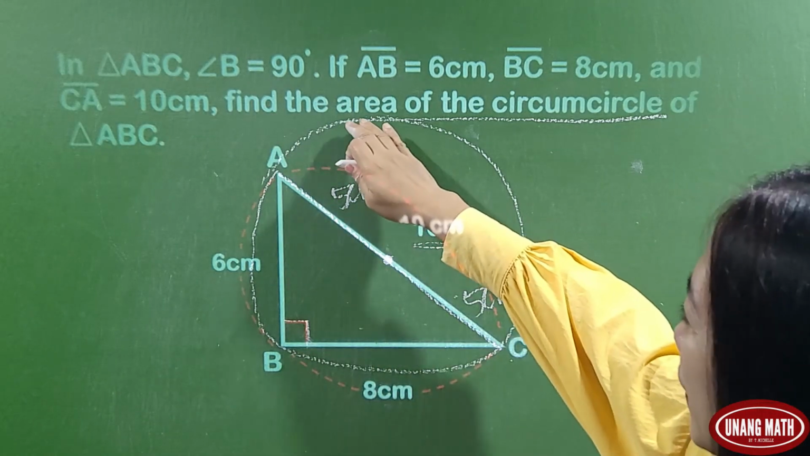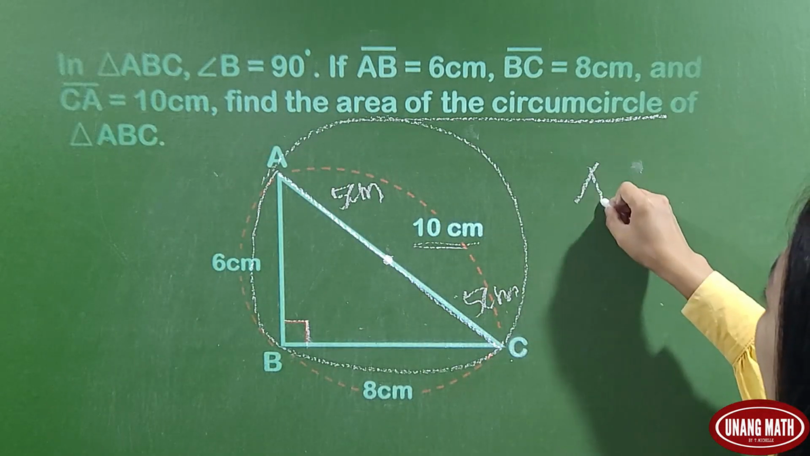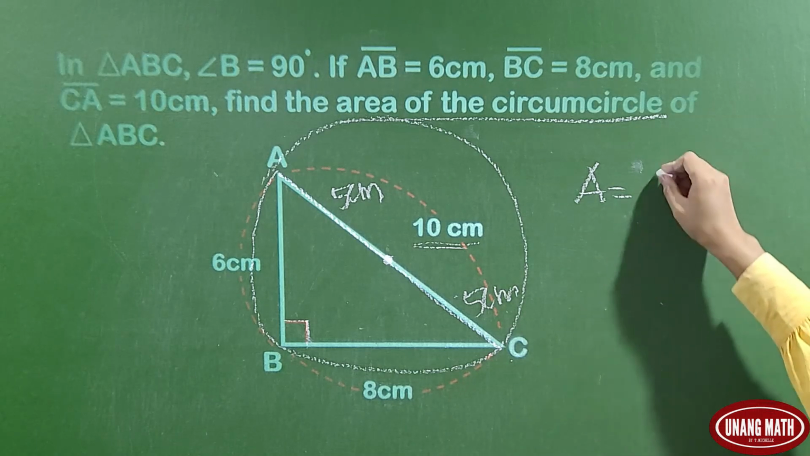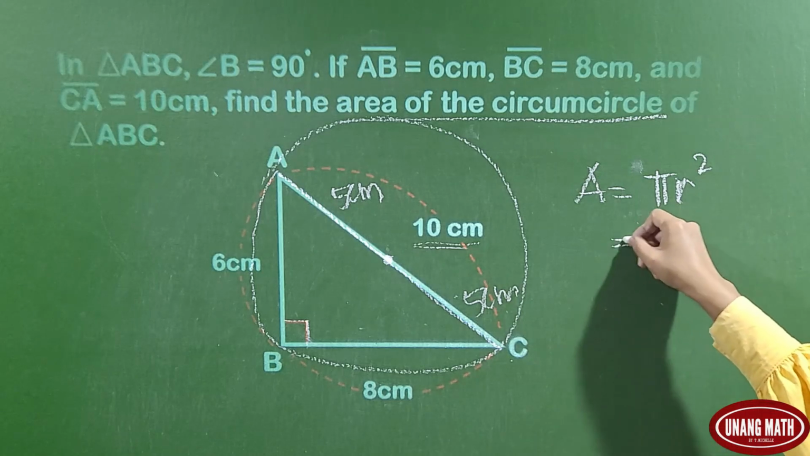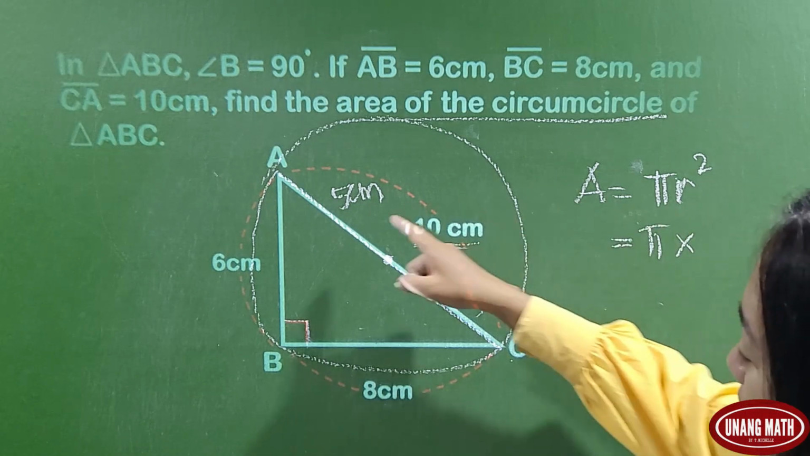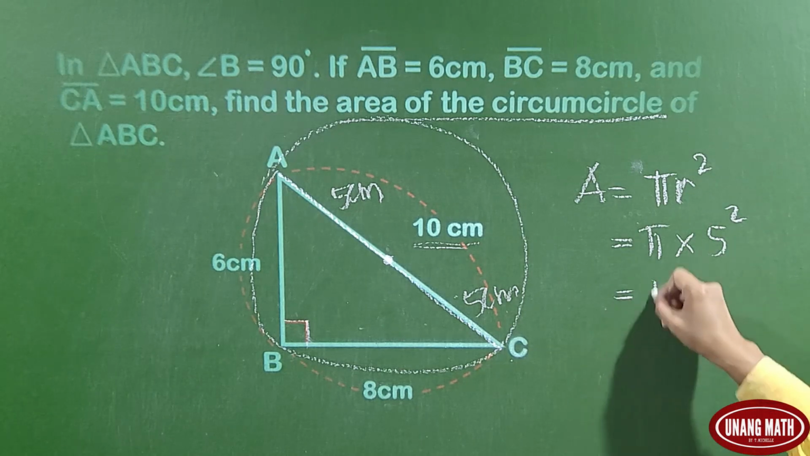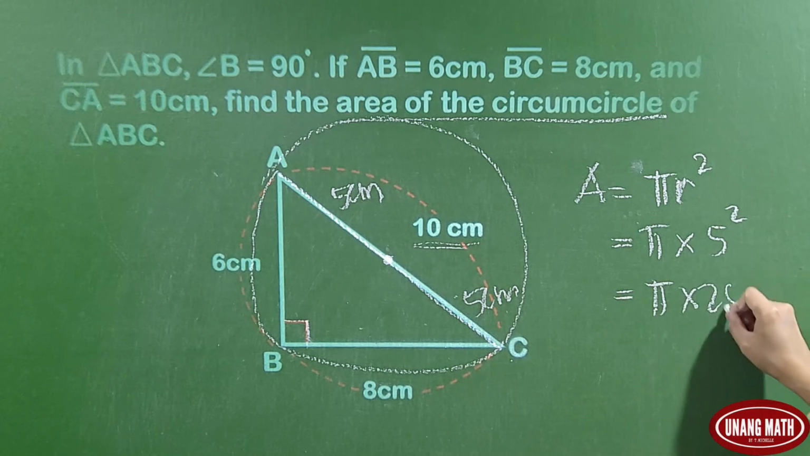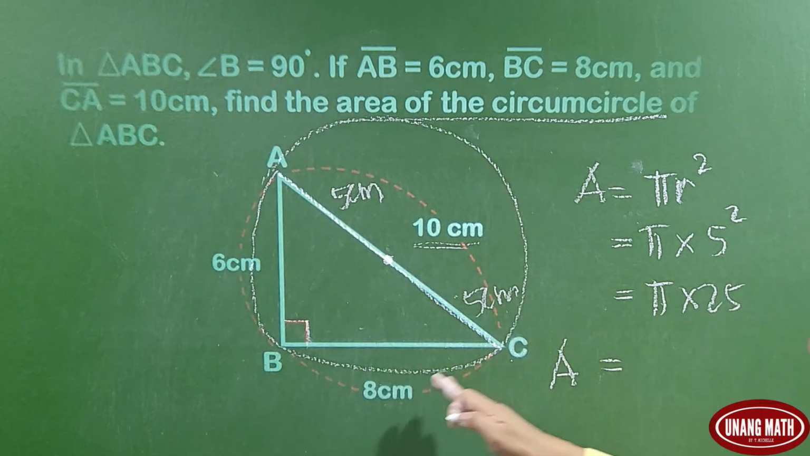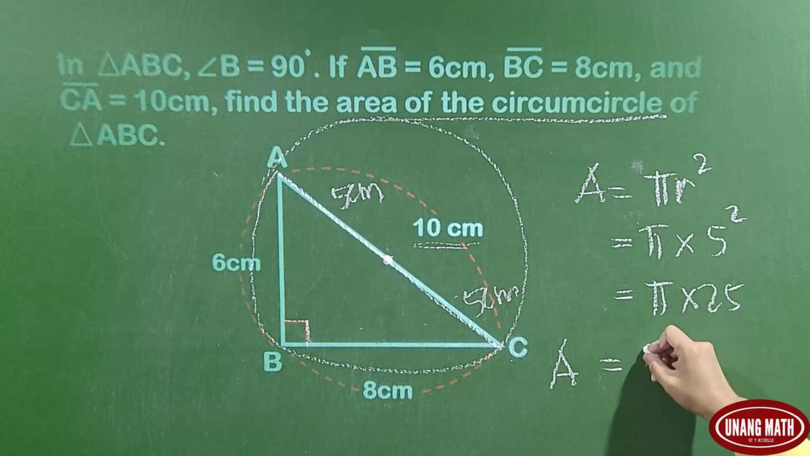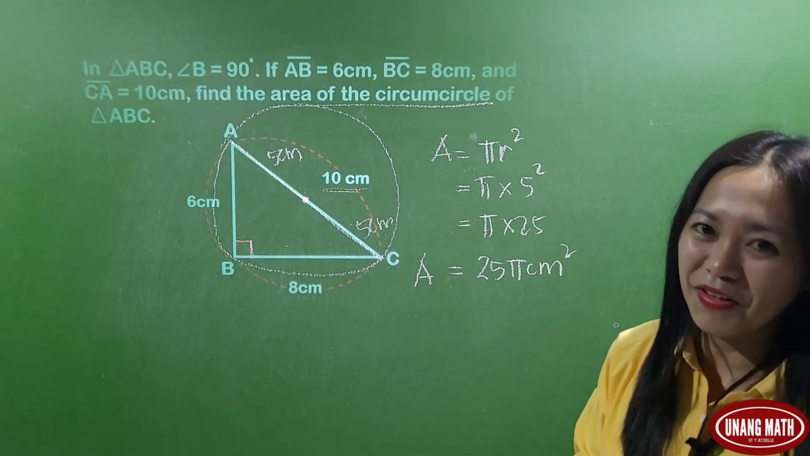We are trying to find the area of this circumcircle. To find the area, we are going to use the formula pi times radius squared. So we have here pi times the radius, which is 5 centimeters. 5 times 5 is 25. So pi times 25, or the area of this circumcircle, is 25 pi square centimeters.